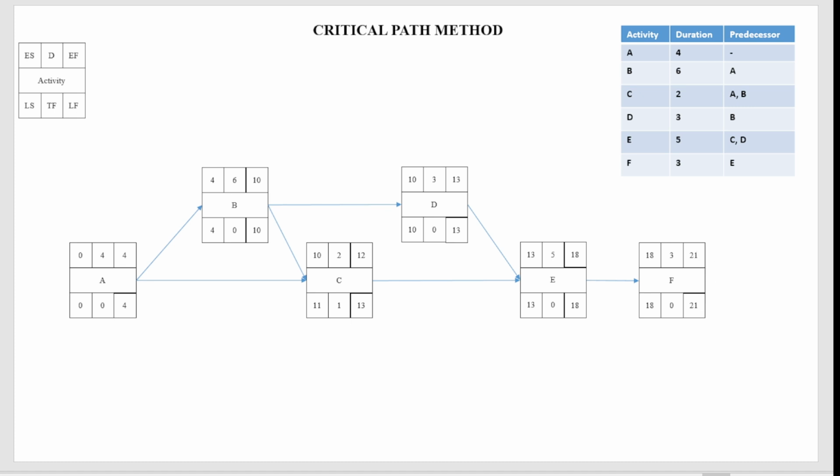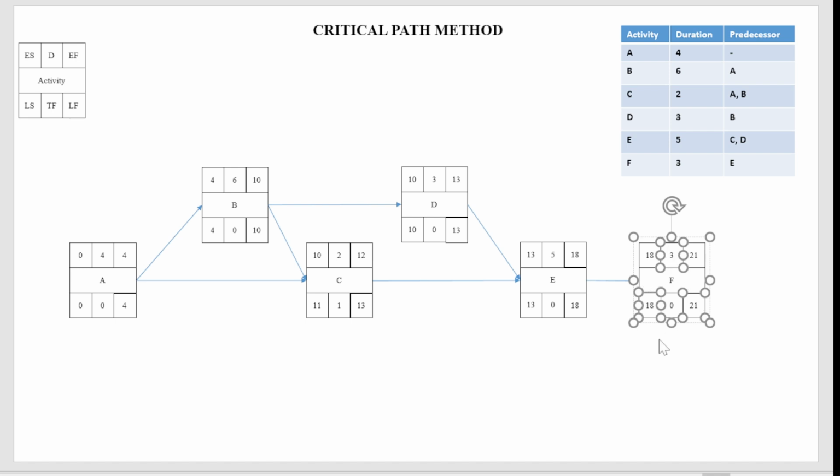So copy the same value from here to here. Since this is the last activity, you can just copy this number over here. Then you need to subtract the duration. Every time you calculate this, you need to subtract the duration. 21 minus 3 will be 18.